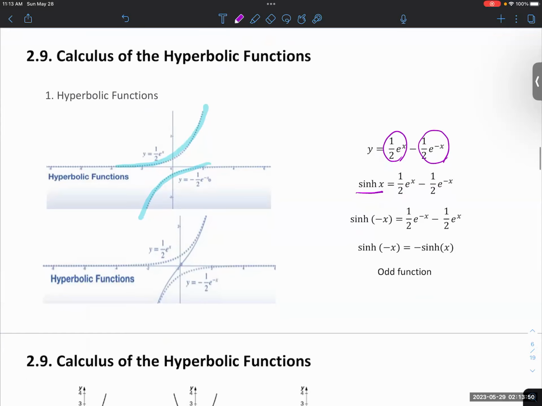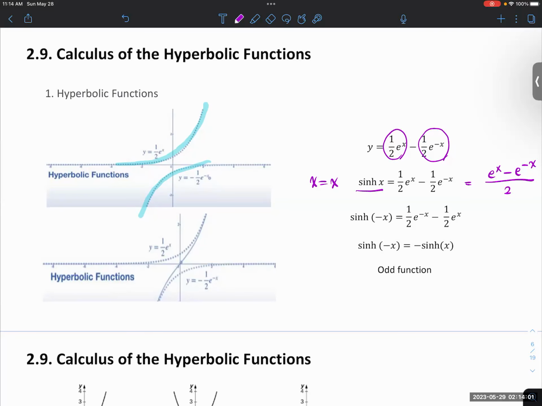And then let's take a look at it. This is when x equals x. If I combine it, this is e to the x minus e to the negative x over 2. This is the sinh function. But now I'm going to change x to negative x. So the positive x becomes negative x, and the negative x becomes positive x. So let's take a look at what you're going to get. It's going to be this number. So now if I combine e to the negative x minus e to the positive x over 2, they are not equal. So this is the case.